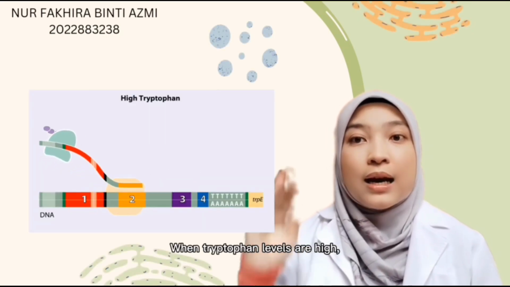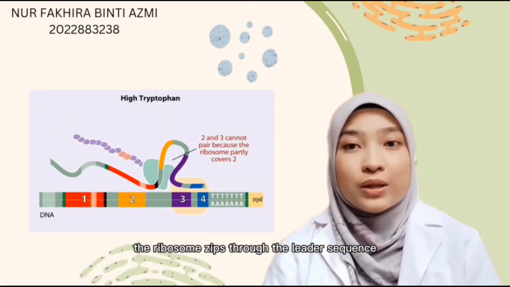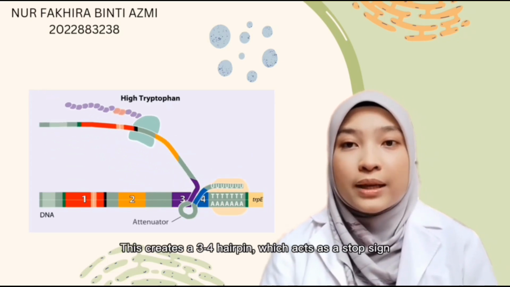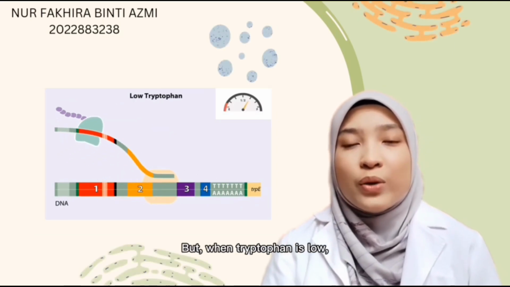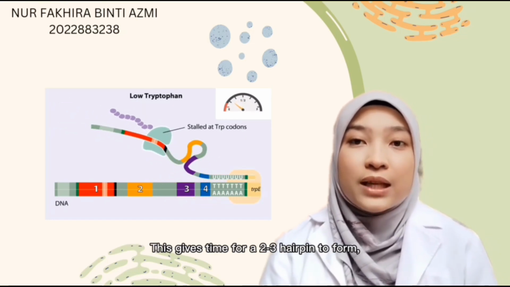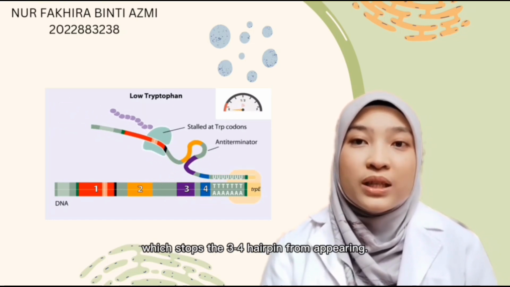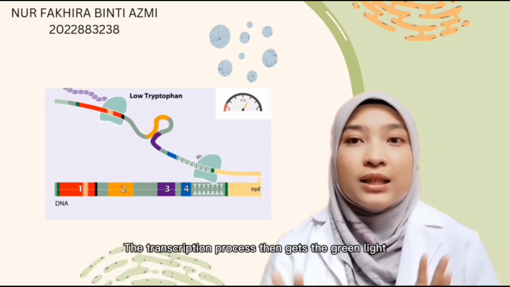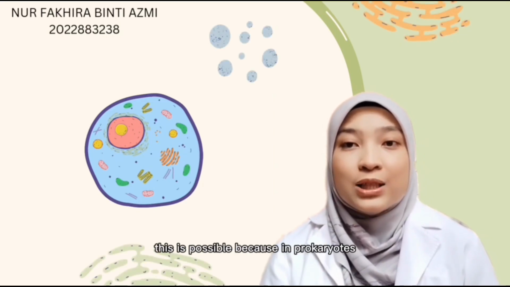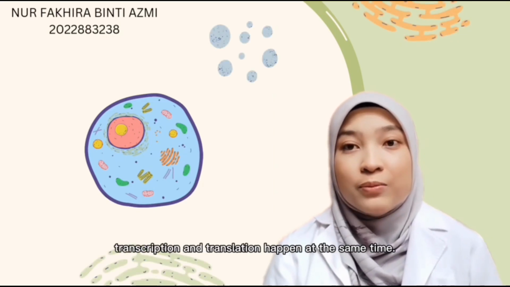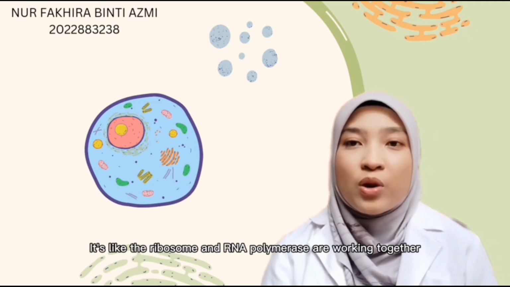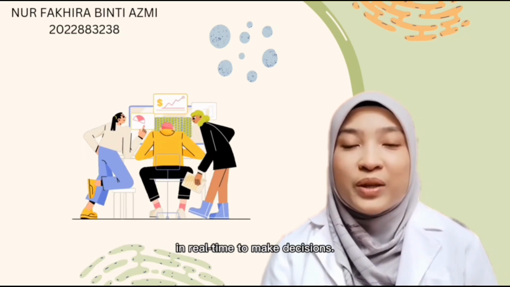When tryptophan levels are high, the ribosome zips through the leader sequence like a car on a highway. This creates a 3-4 hairpin which acts as a stop sign and halts transcription. But when tryptophan is low, the ribosome stalls, like a car running out of fuel. This gives time for a 2-3 hairpin to form, which stops the 3-4 hairpin from appearing. The transcription process then gets the green light to continue. Now, here's the cool part. This is possible because in prokaryotes, transcription and translation happen at the same time. It's like the ribosome and RNA polymerase are working together in real time to make decisions.